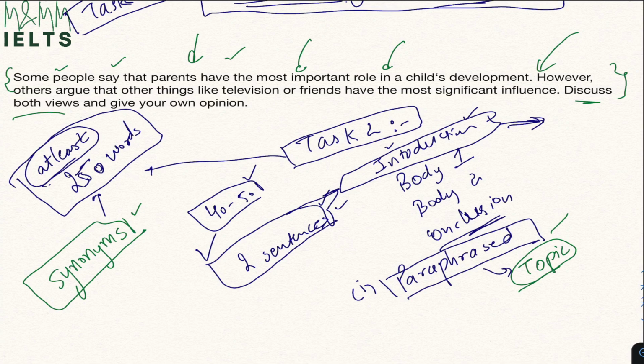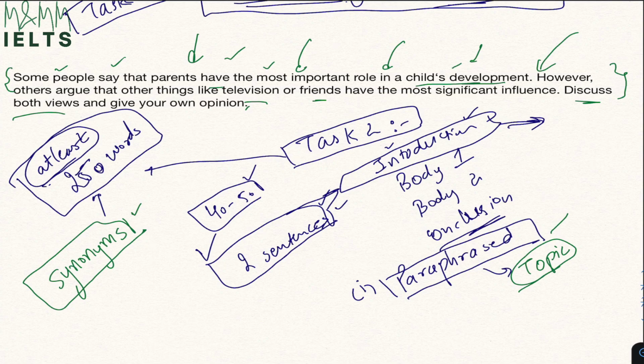However, others argue that other things like television or friends have the most significant influence. So what does this statement mean? Basically, they have given us two different opinions. First opinion they have given is that in a child's development, parents have the most important role. And then they have given us another opinion where it says that no, that's not the case. It's television and friends which play a major role in the child's development.